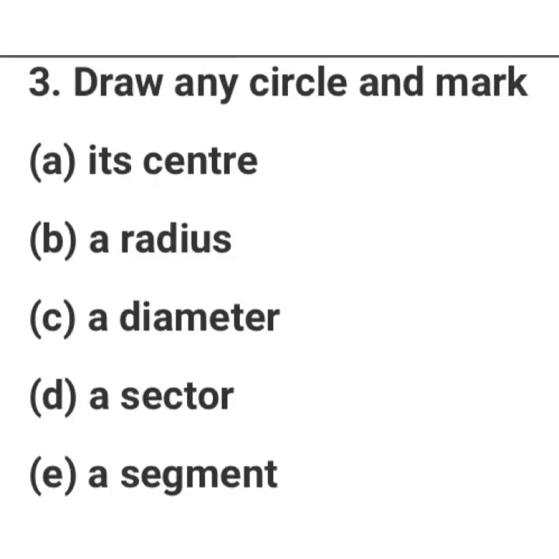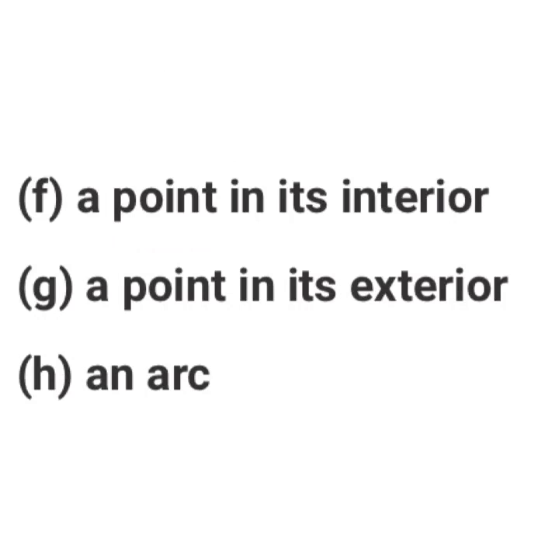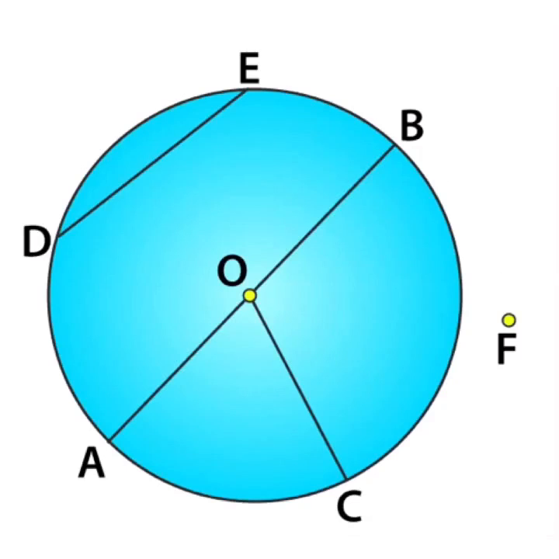Now question number 3. Draw any circle and mark its center, a radius, a diameter, a sector, a segment, a point in its interior, a point in its exterior and an arc. Children, here you have to draw a circle and mark all these parts of the circle in it. Children, you can see this figure. A circle is drawn and points are marked on it.